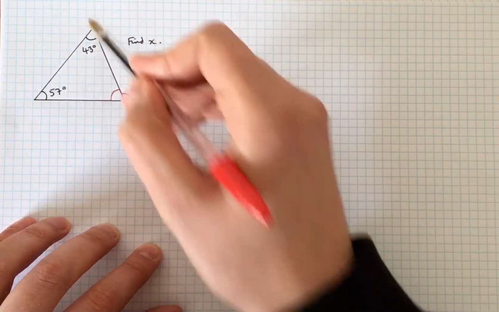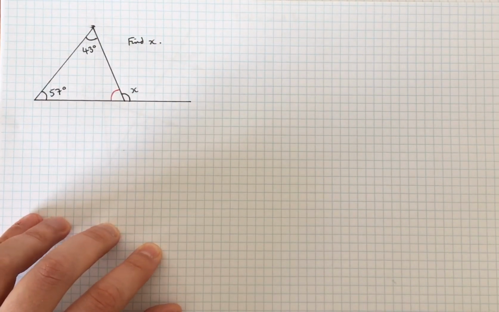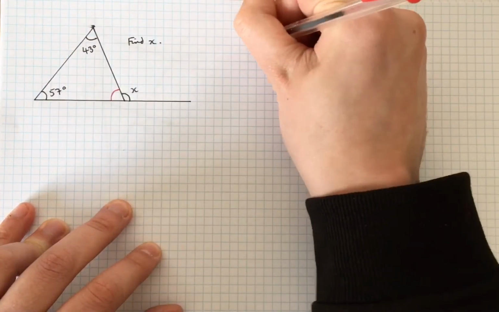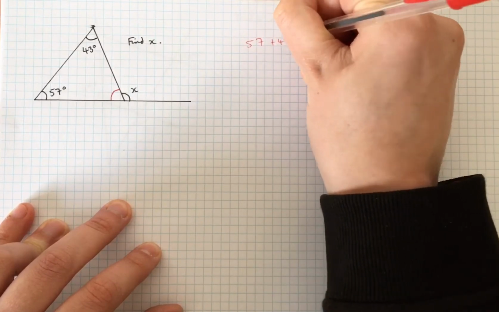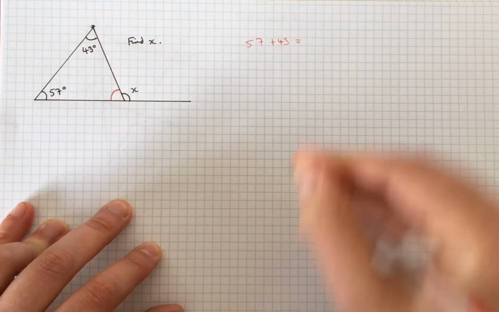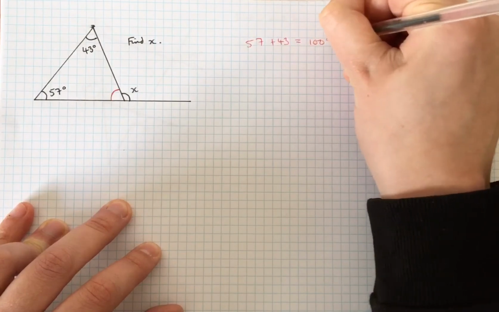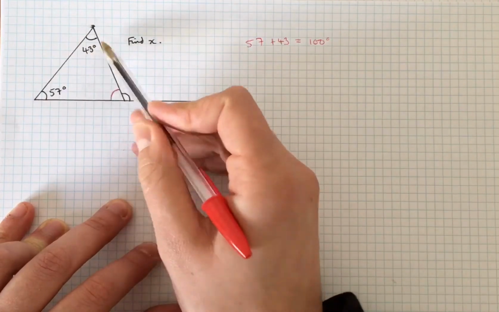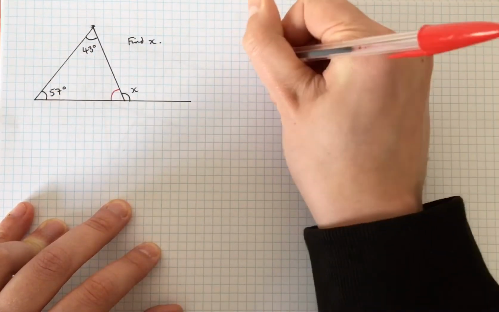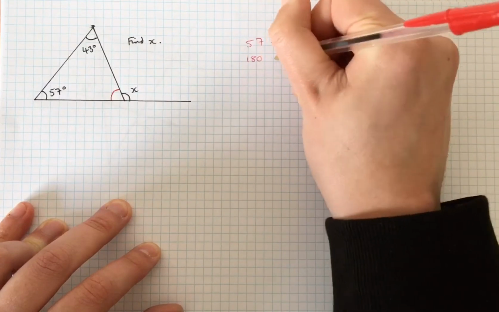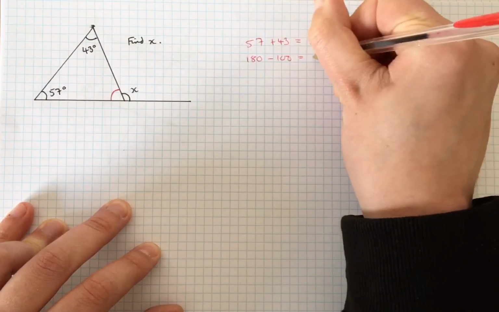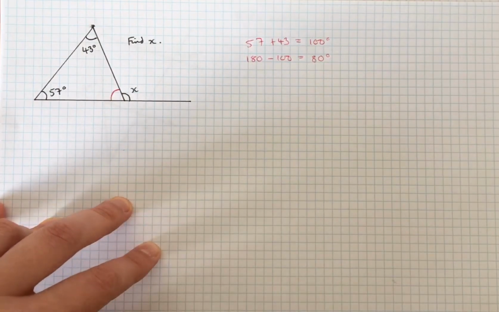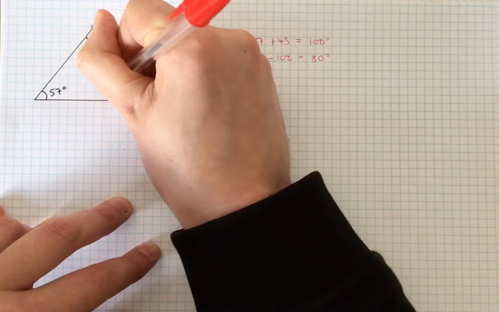Now I can work out that angle using the fact that angles in a triangle sum to 180 degrees. So I'm going to add together the two angles I've got. So I've got 57, I'm going to add on 43, and when I add those two things together, I get 100. So the two angles within the triangle add up to 100 degrees. What I'm now going to do is take that away from 180 to work out this angle here. So 180 minus 100 equals 80 degrees. Okay. And then what I would always do is label that on the diagram. So I now know that this angle here is 80 degrees.